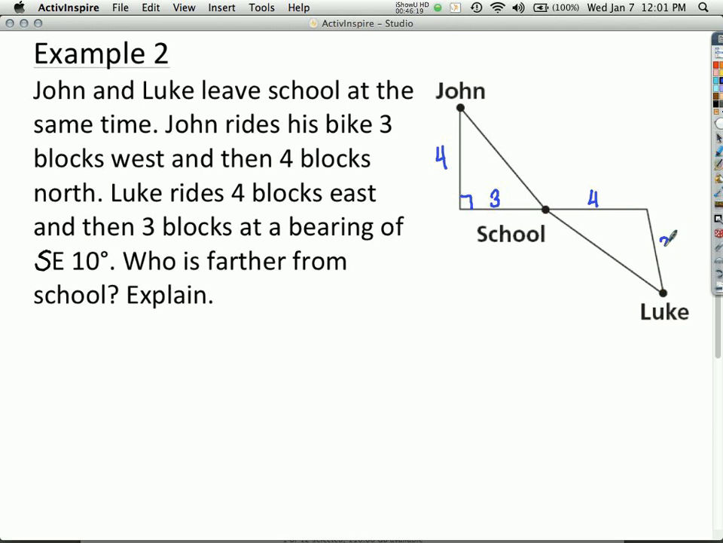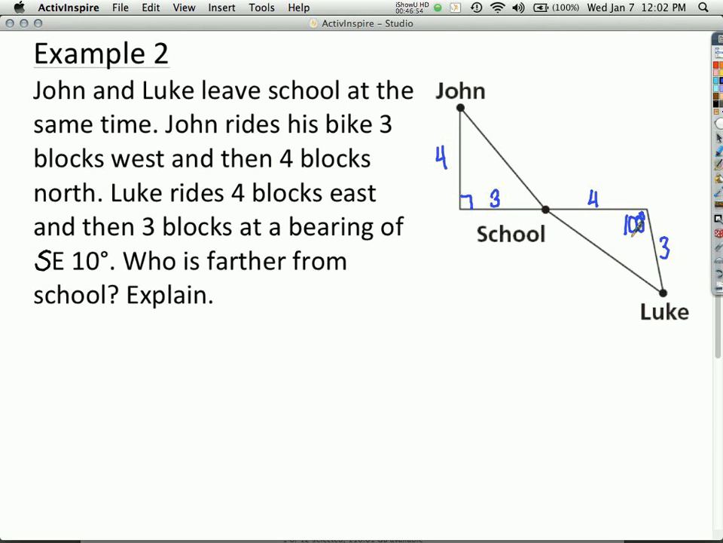3. So what can you tell me about this angle right there? What is that angle? Go ahead, Eric, you're on a roll. 100 degrees. It's 100 degrees because he is turning at a bearing of 10 degrees southeast. Going perfectly due south would be more like this, and that would make that a 90-degree angle. He's going 10 degrees more than that, that makes that a 100-degree angle.